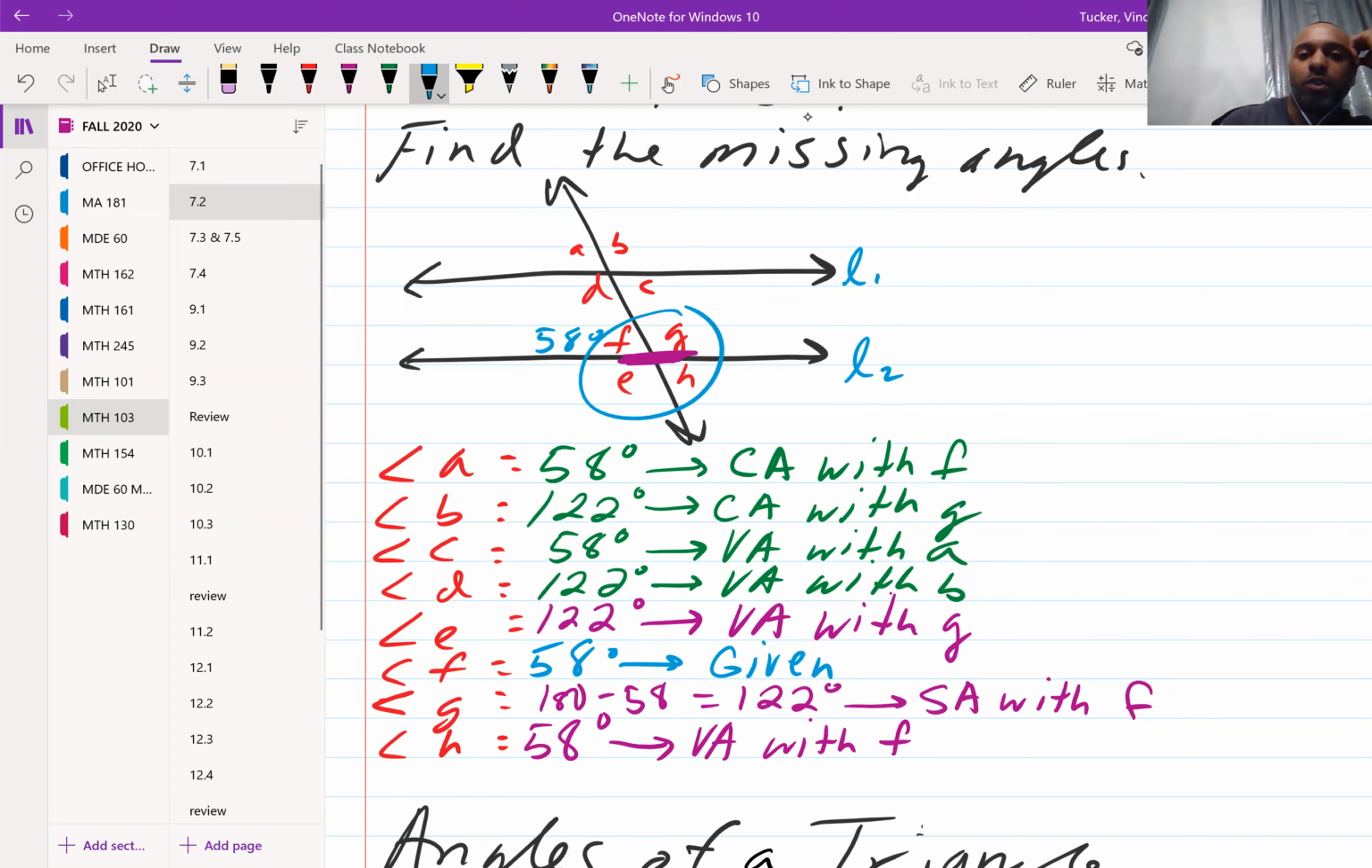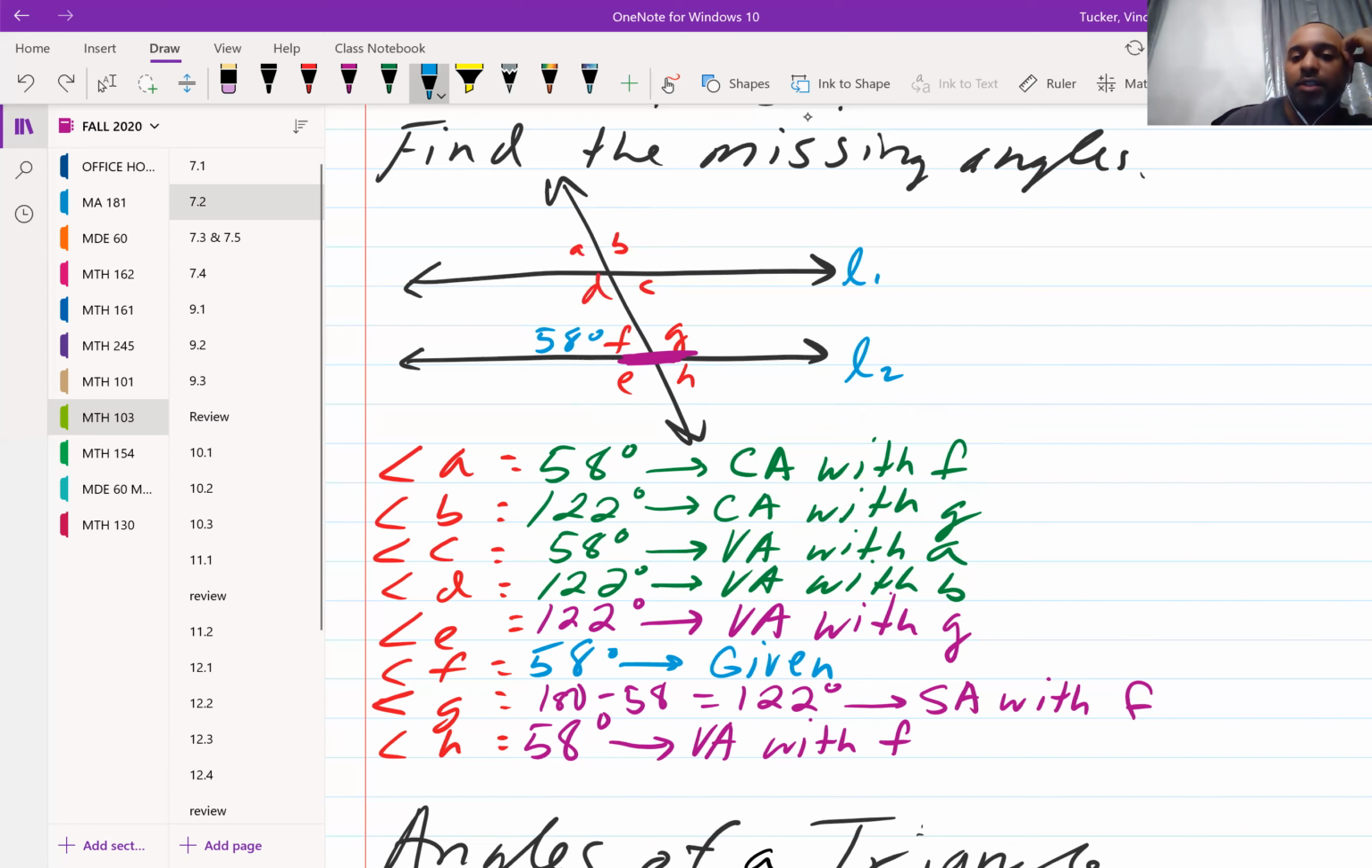So when you look at this, it depends on which one you want to go to. Remember, this cluster corresponds to this cluster. So if you want to go to letter A, that's going to be 58 because it corresponds with F. B will be 122 because it's a corresponding angle with G. So remember, A and B equal F and G. All right. And then if you want to keep going with your corresponding angles, you can.